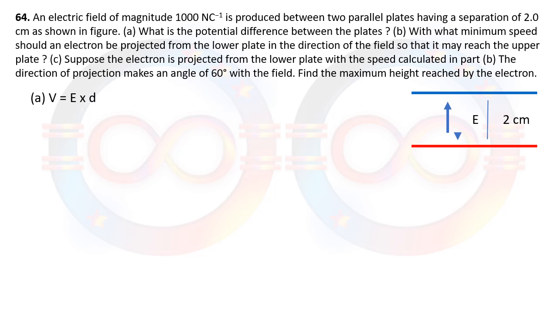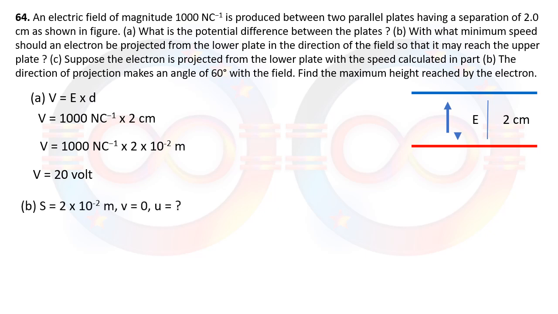So we know that voltage is equal to E into d, or E is equal to V by d, a simple formula, the relation between voltage and electric field. So voltage is equal to electric field into the distance between the plates, 2 centimeter. If we change 2 centimeter into meter, it will be 2 into 10 raised to minus 2 meter, and then after simplifying it will be 20 volt.